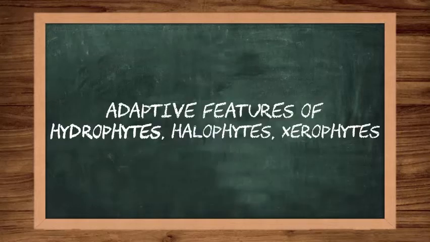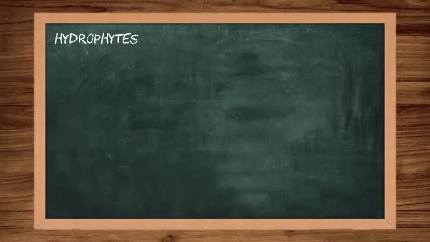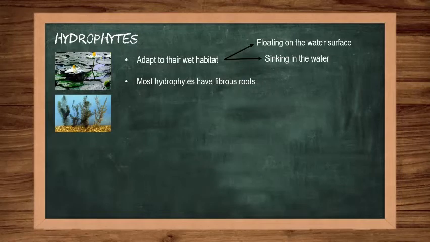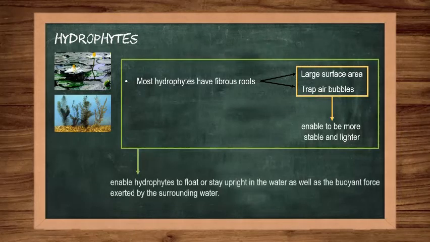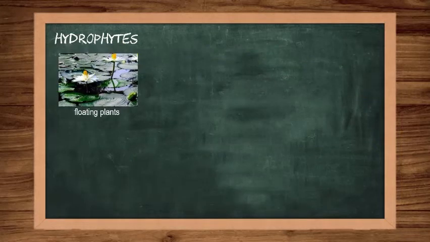The adaptive features of hydrophytes, halophytes, and xerophytes. Firstly, hydrophytes. Hydrophytes adapt to their wet habitat, either floating on the water surface or sinking in the water. Most hydrophytes have fibrous roots to provide large surface area and trap air bubbles. These characteristics enable hydrophytes to be more stable and lighter. This type of roots enable the hydrophytes to float or stay upright in the water as the buoyant force exerted by the surrounding water. As I told before, there are 2 types of hydrophytes, either floating or sinking.